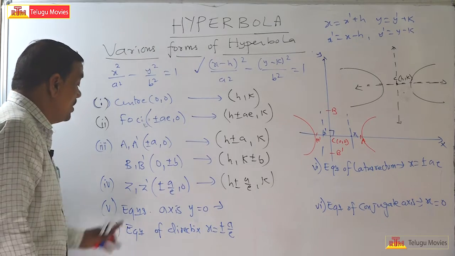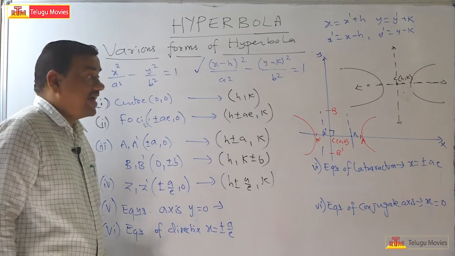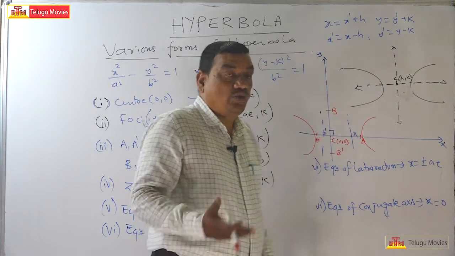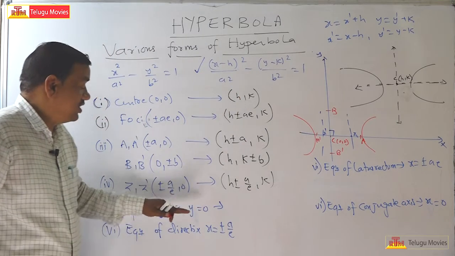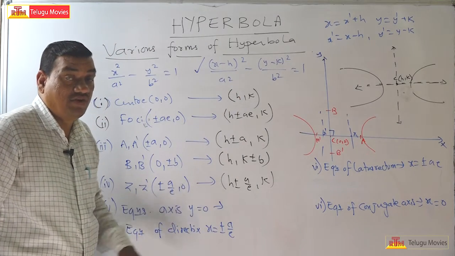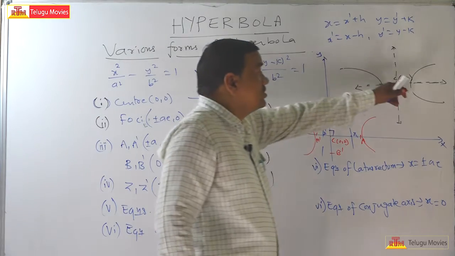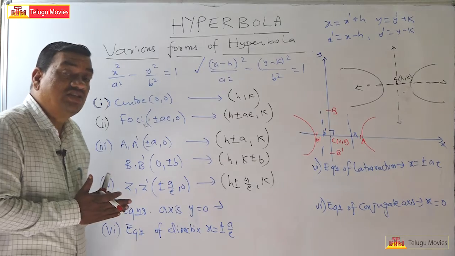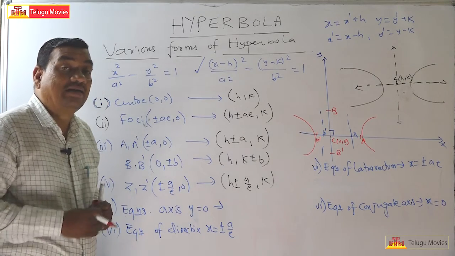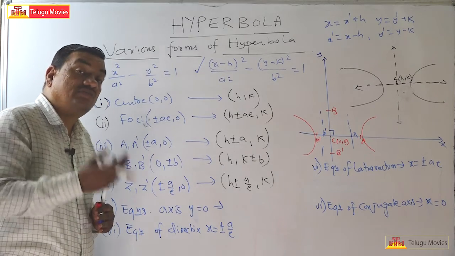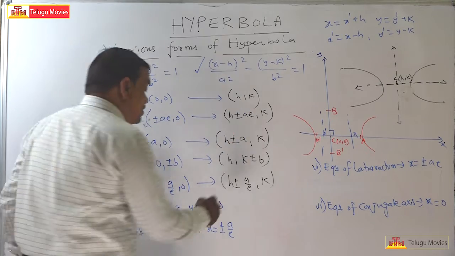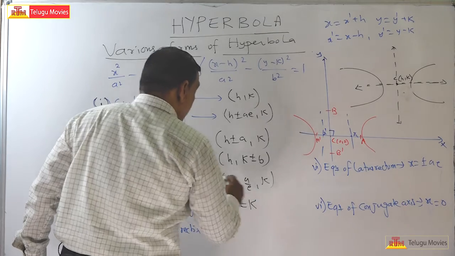Now coming to the equation of the axis. What is the equation of the x axis? y is equal to 0. For this, what is the equation of the axis? Simply, on the right side you add h and k: if it is y, add k; if it is x, add h. So this becomes y is equal to k.